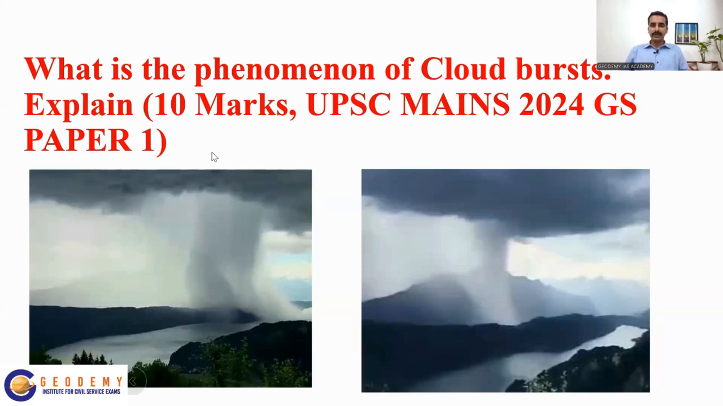Today we shall discuss the question from paper 1 2024 mains GS question. What is the phenomenon of cloudburst? Explain. It is a very simple question and it's a direct question also. So first we should understand the question and we should identify the keyword and we should structure our answer within the question. So these three things are more important and we shall have only 7 or 8 minutes to finish a question. Okay. And to apply all these factors.